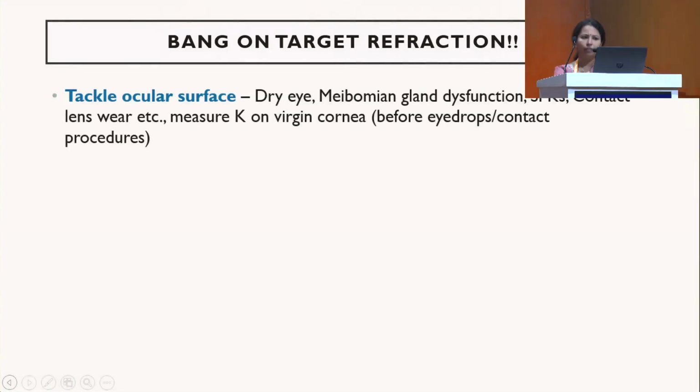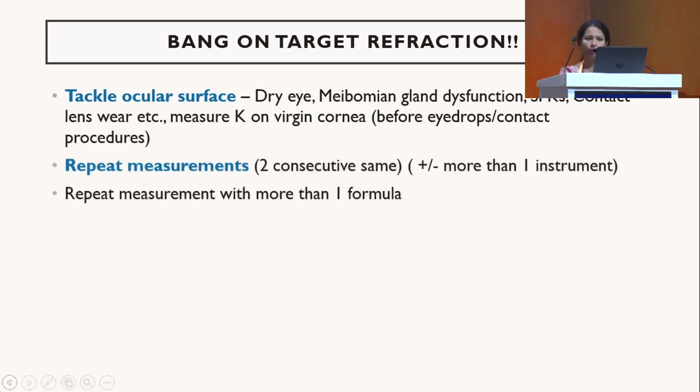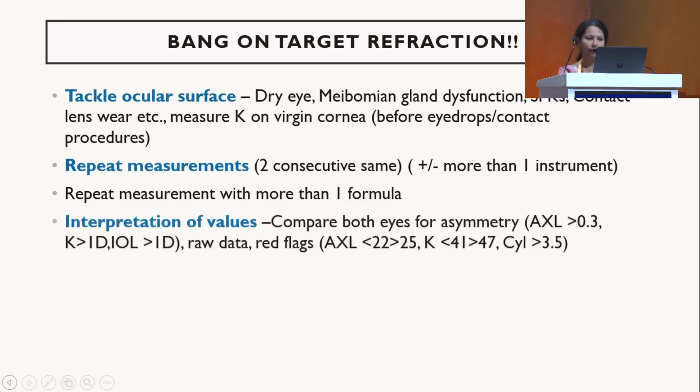First and foremost, before doing the biometry, please check whether the ocular surface is good and rule out any dry eye. If the patient is wearing any contact lens, it should be discontinued even before doing keratometry. Measure the keratometry on a virgin cornea, even before application of any eye drops or contact procedures. Always repeat the biometry on the same day with two different instruments, or on two or three different instances, to make sure that the calculation is bang on the target.